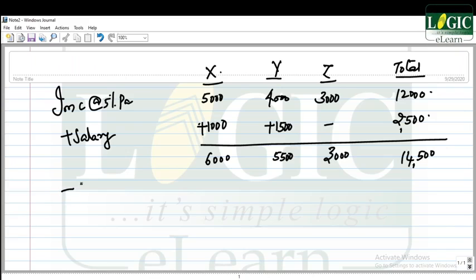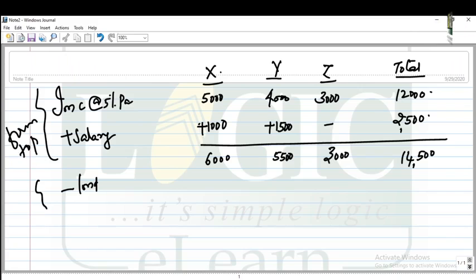Now from that we are doing setting off. What is setting off? This is something payable by firm to partner. What is this? From partner to firm.